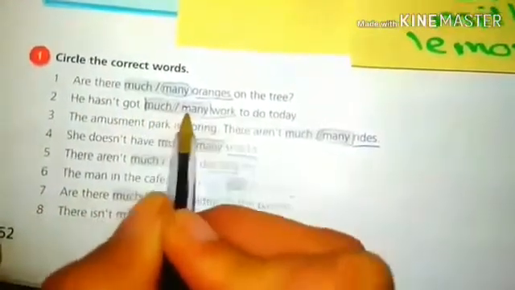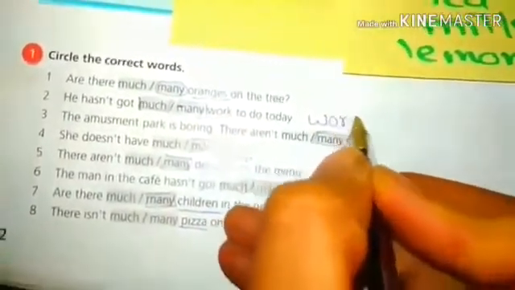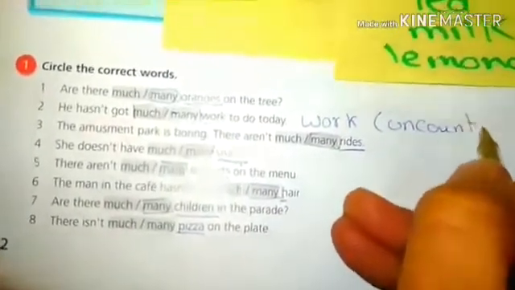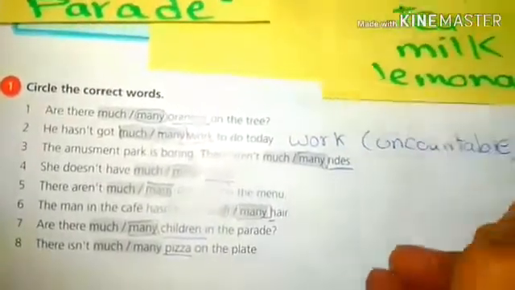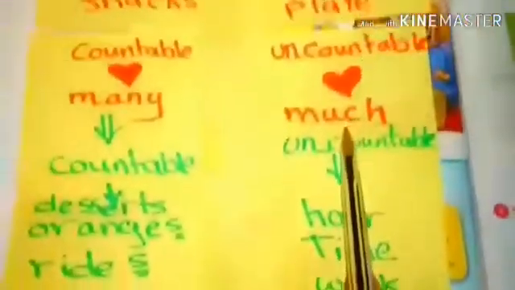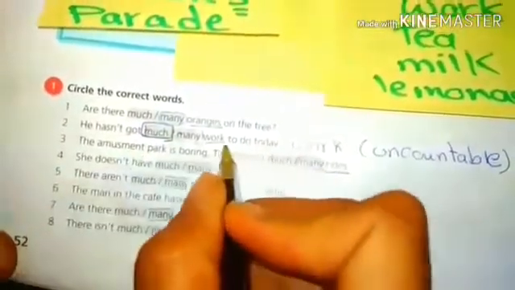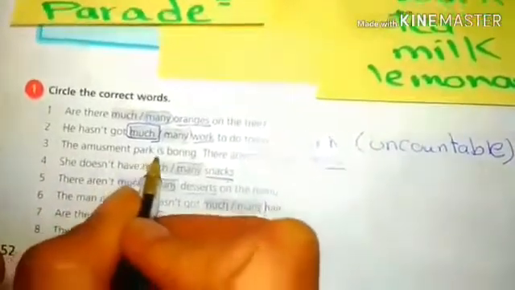Let's move again to our exercise. Number 2, he hasn't got much or many work. This noun, I want you to write work, is uncountable. So, as we said before, the uncountable nouns love much. So, he hasn't got much work to do today.